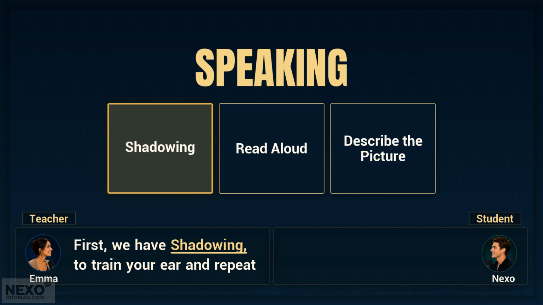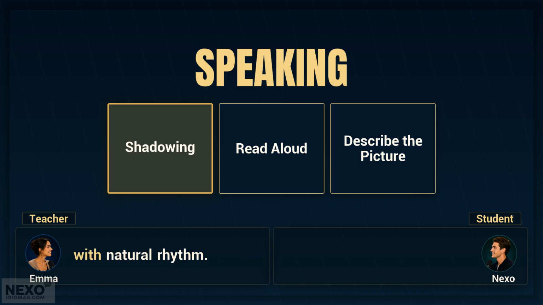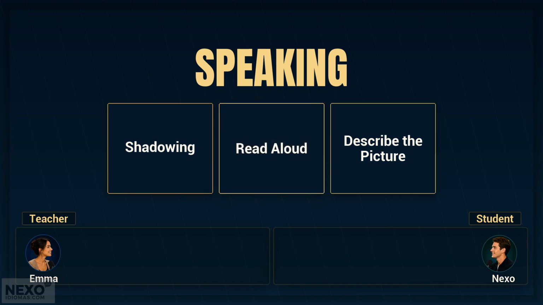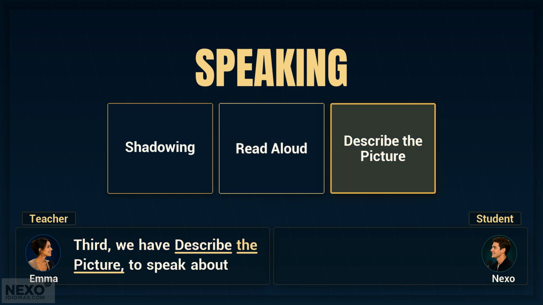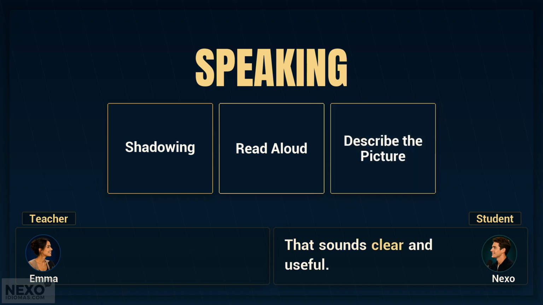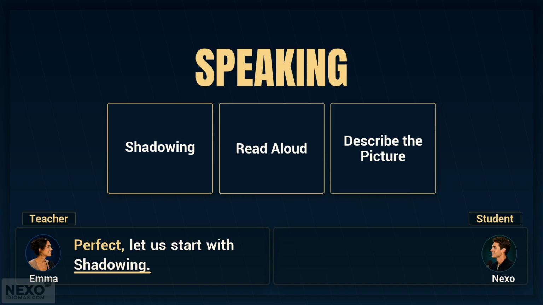First, we have shadowing to train your ear and repeat with natural rhythm. Second, we have read aloud to practice pronunciation and confidence with a short text. Third, we have describe the picture to speak about what you see using simple sentences. That sounds clear and useful. Perfect. Let us start with shadowing.